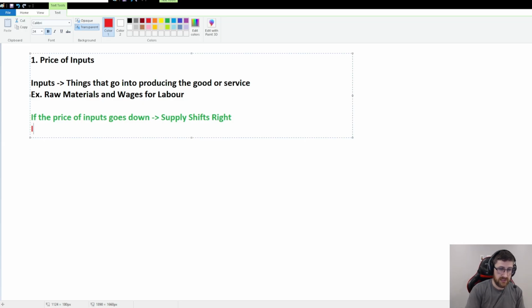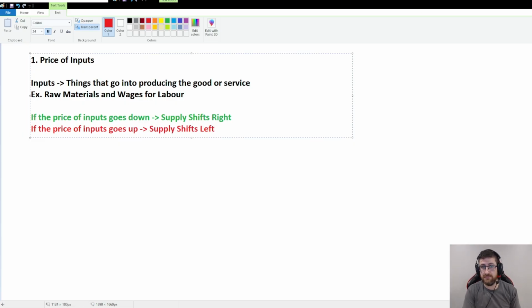Now, on the other hand, if the price of inputs goes up, maybe there's a new minimum wage law that makes it so people have to be paid more hourly, or maybe there's an oil shortage, meaning the price of oil has gone up. Well, all of a sudden, I can't buy as much oil or labor, and all of a sudden, I don't produce as much. So what that means is supply shifts left, right? Now, again, these correspond to the shifting left and shifting right pictures we saw in part 2 or 3. So make sure you go back and watch those videos if you're not too sure about what shifting left and shifting right look like.